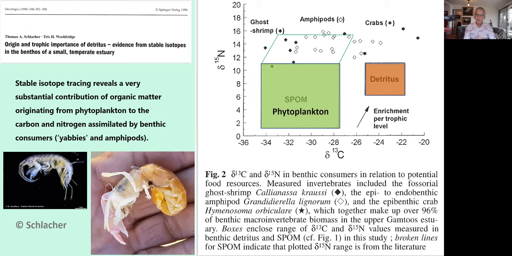Now, around, I would say, 1992, in seriousness, the game changed completely because we had the opportunity for the first time, at still exorbitantly high costs, to measure the isotopic composition of the source material. Now, don't worry about the fancy numbers here. Has anybody actually heard about stable isotope tracing, how it works?